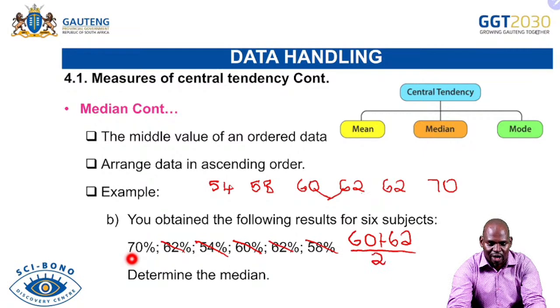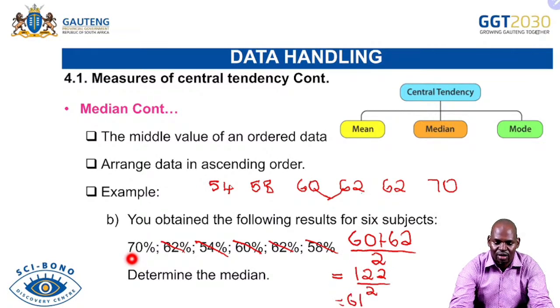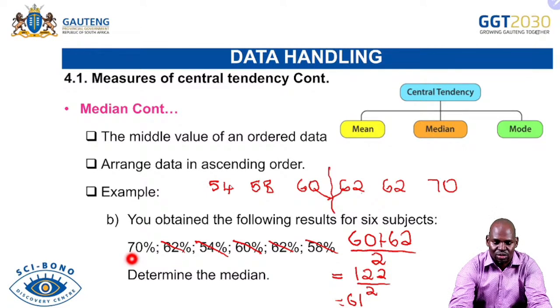Very important that you write it down, you show the method, and then from there we add. If you take 60 and add it with 62, that will give you 122. Then you divide by 2, so in the end you get 61. Okay, so our median is 61. It's the number that is between 60 and 62. Right, then the next one.